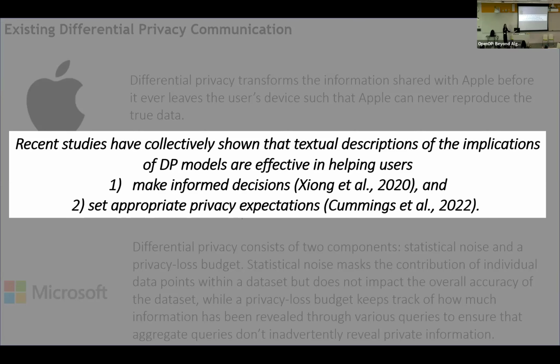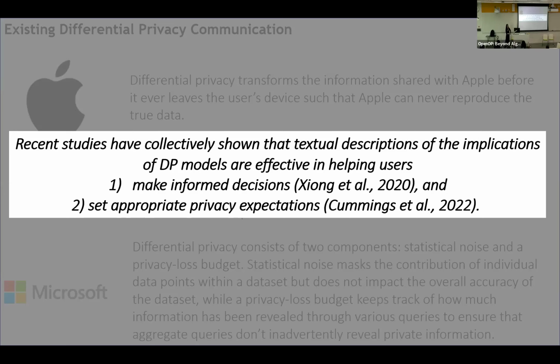So those prior works are great. I think they move forward our understanding regarding communicating DP to end users. However, I would argue there are some parts we haven't taken care of in those works. The first thing is that in those descriptions, we tend to focus on the privacy protection of the DP technique but neglect the associated utility cost of these techniques.